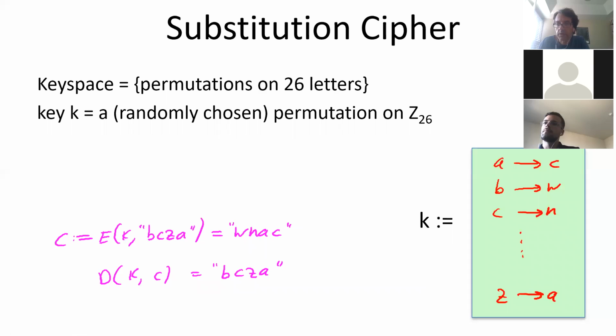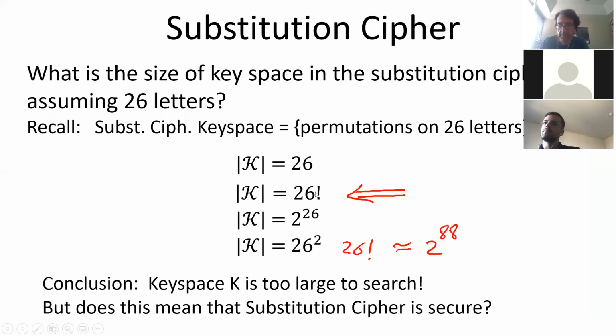And equally, this is one-to-one. Every permutation of 26 letters will determine this column, and therefore will determine this function, right? So how many functions like that are there? Well, as many as permutations of 26 characters. So it's this. So 26 factorial is like 2 to the 88.